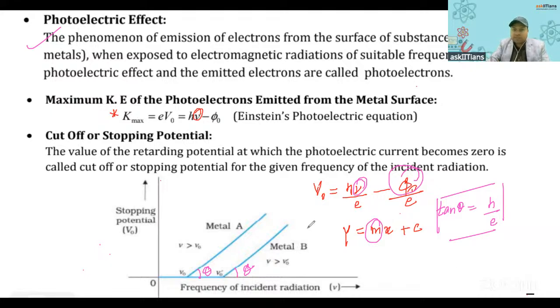So this graph is very important, with respect to stopping potential and frequency. As we increase the frequency of incident radiation, maximum kinetic energy gets increased. And as maximum kinetic energy gets increased, the stopping potential gets increased, right? Got it?